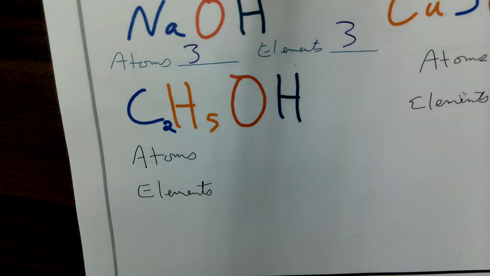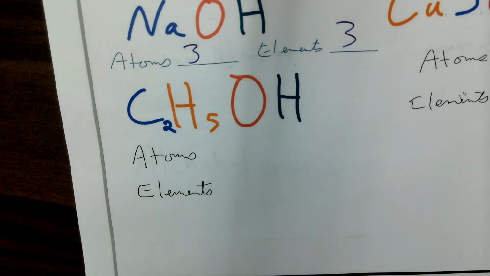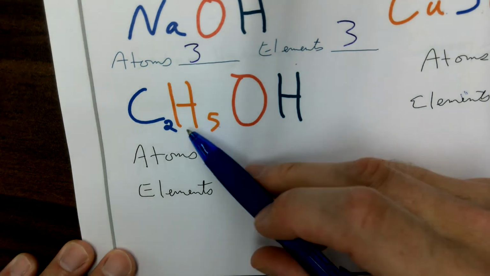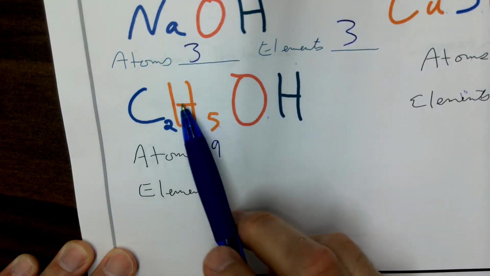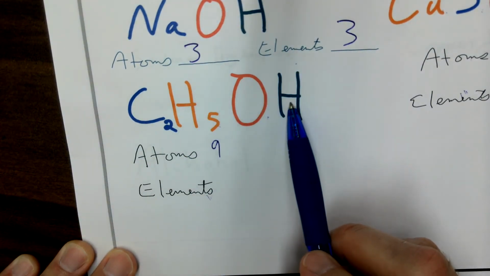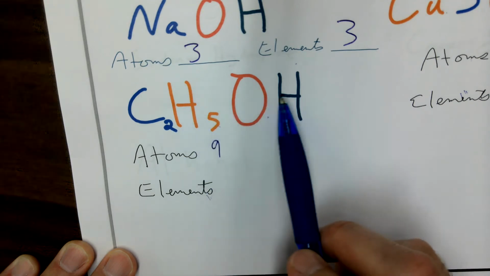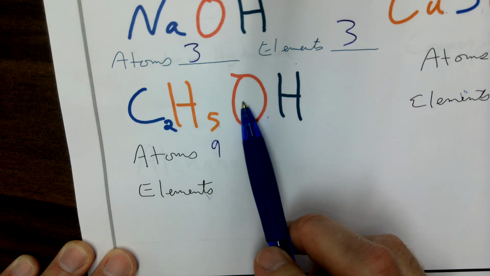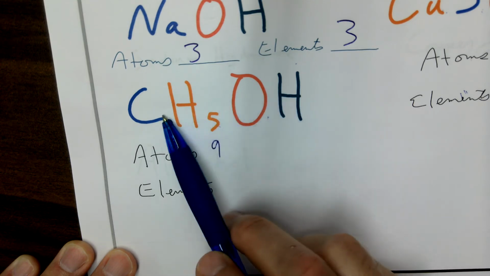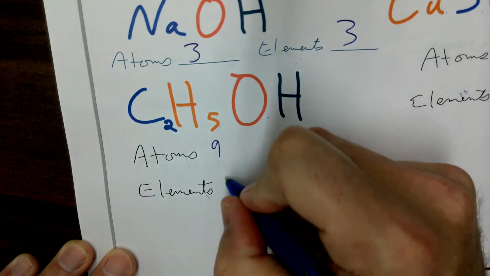I'm going to pause here just for a minute. I'm going to go slow. How many total atoms? How many total elements? All right, total atoms. 5 plus 2 is 7, 8, 9. 9 atoms. Elements. 1, 2. Oh, look at that. They're both hydrogen. 1, 2, 3. And that's a repeat. 1, 2, 3 elements.